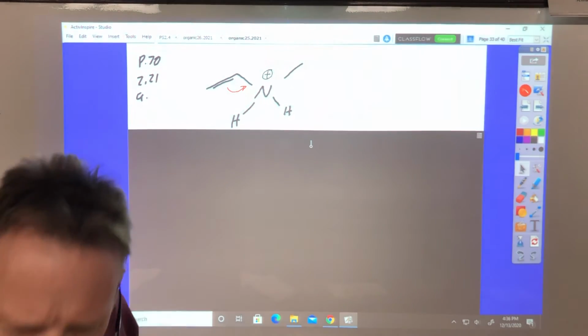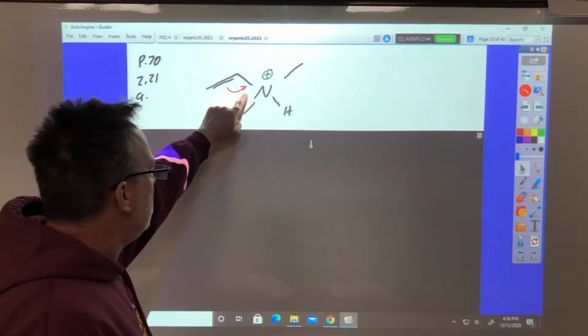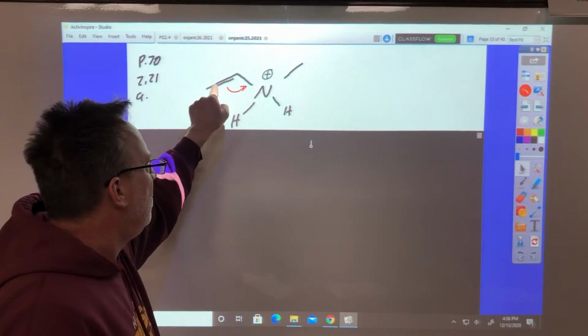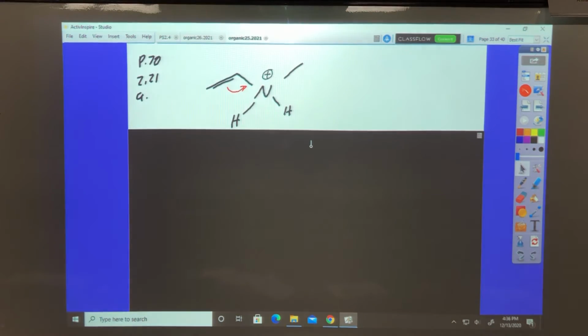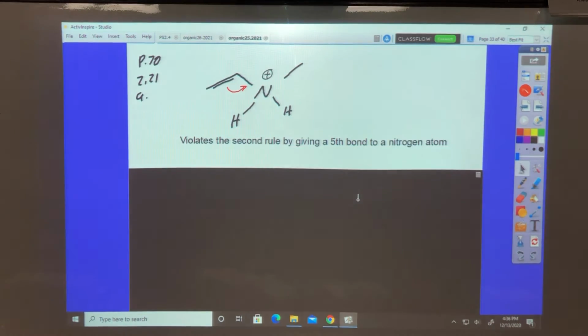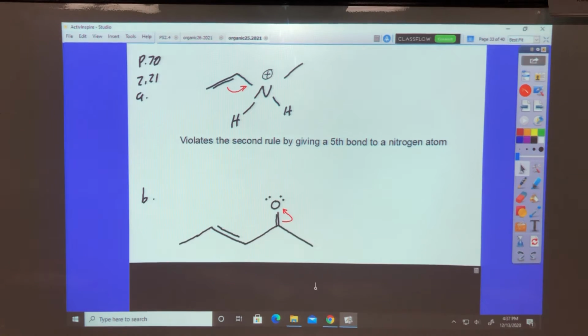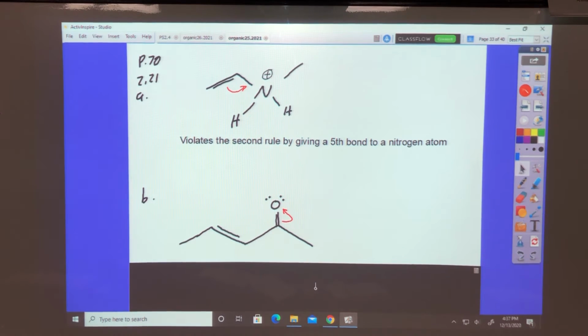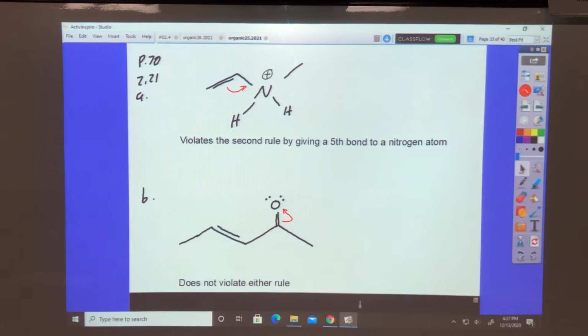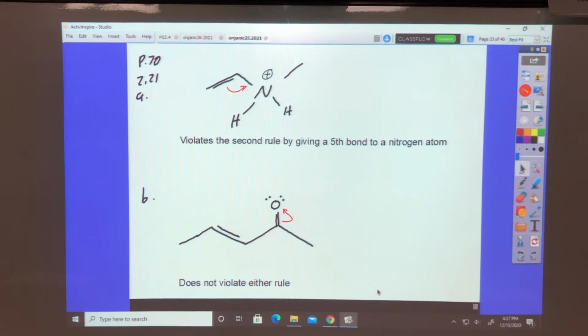Well, the first one you can't do, because you can't have 1, 2, 3, 4, and then move another one in there. 5 bonds on nitrogen. Nope. What about this one? Yeah, you could do that one. You'd end up with a negative charge here and a positive charge down here, but you don't have too many bonds on anything, and you didn't break a single bond, you broke a double bond. So this does not violate either rule.